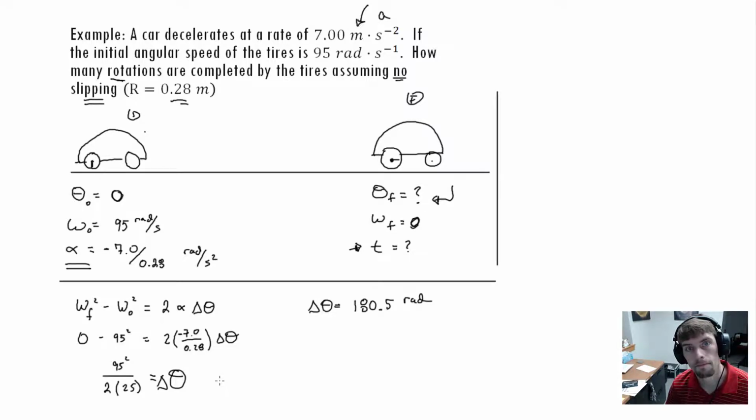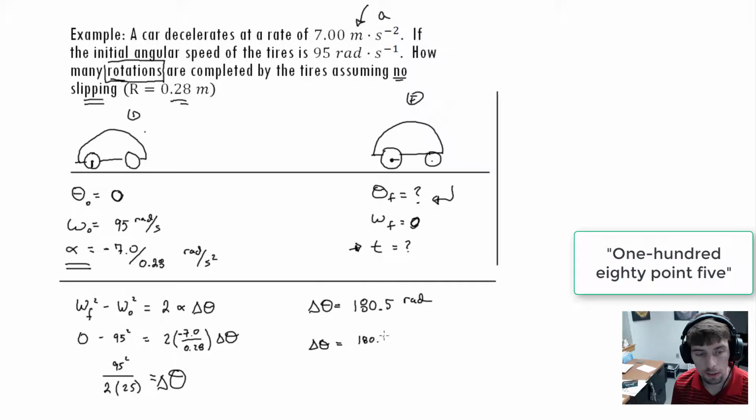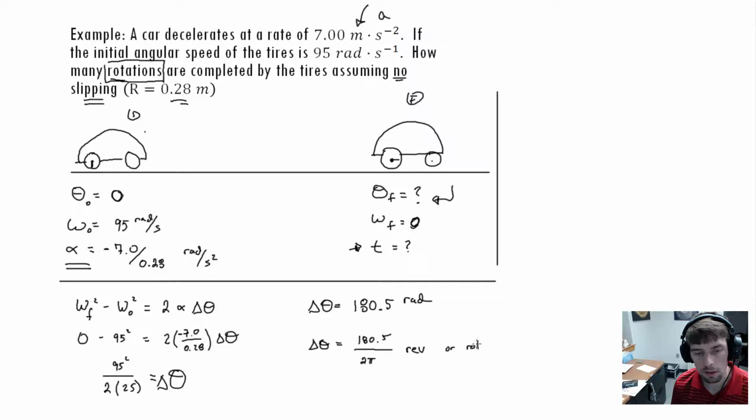Of course, we have to be careful, right? We're not asked for radians, we're asked for rotations. So the next question you should ask yourself is, how many radians are in one rotation? Survey says 2 pi. So if I want to take this into rotations, say this would be 180 divided by 5, or times 0.5 divided by 2 pi. This would give me the number of either revolutions or rotations.